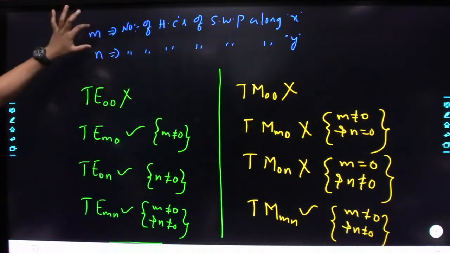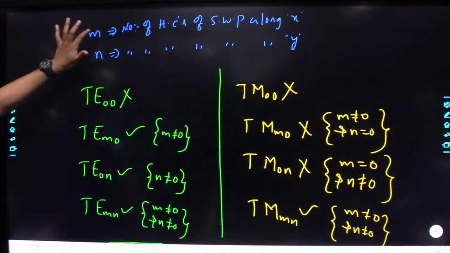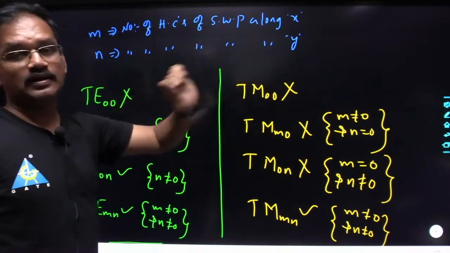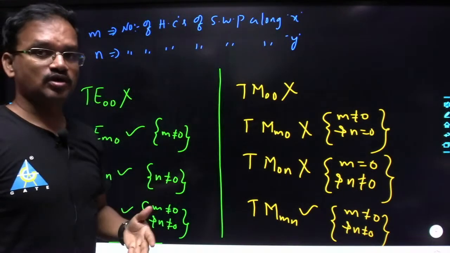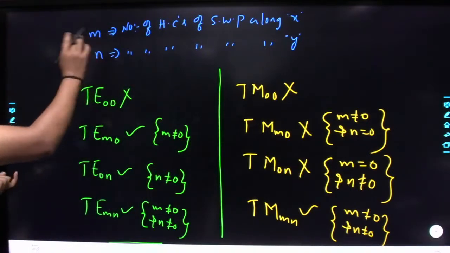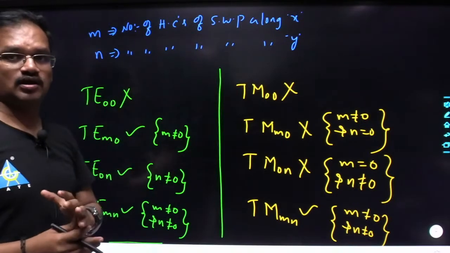If m equal to 0, n not equal to 0 means you don't have any standing wave pattern along x, but you must have a standing wave pattern along y. Okay, that's how you have to keep in mind here, right? So if m equal to 0, n equal to 0 means there are no standing wave patterns along x as well as along y.